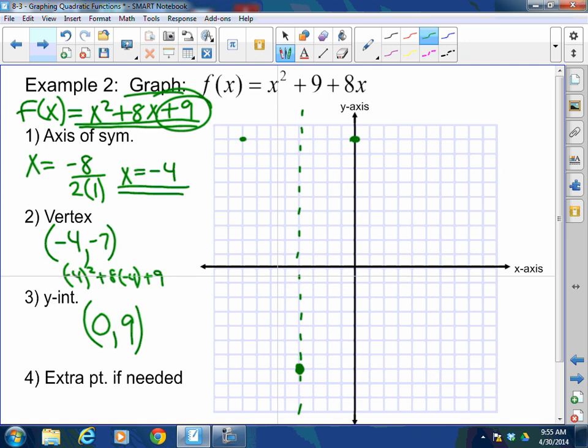Do I need a fourth? Do I need to make a table at this point? Do I need an extra point if needed? No, because you have perfect symmetry. Thank you. Well put.